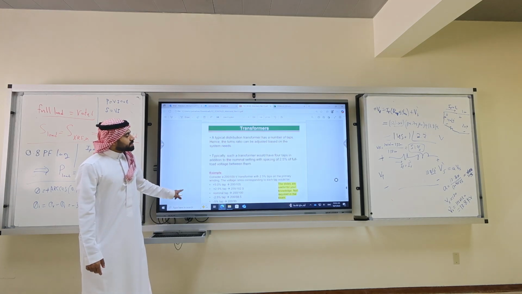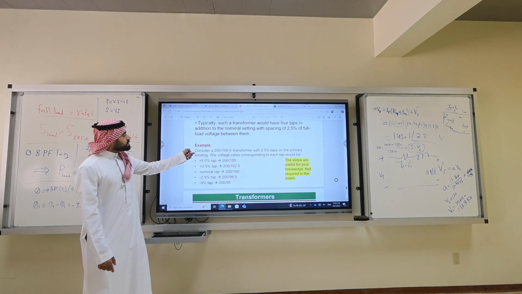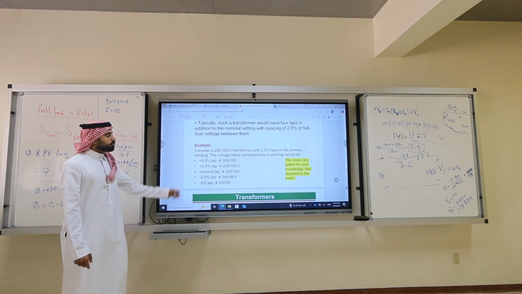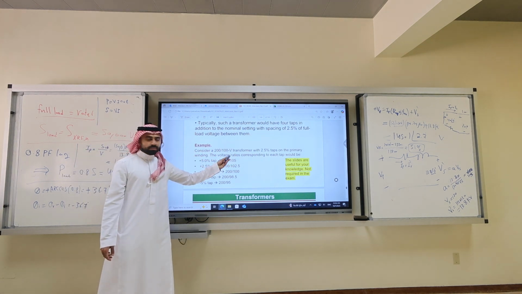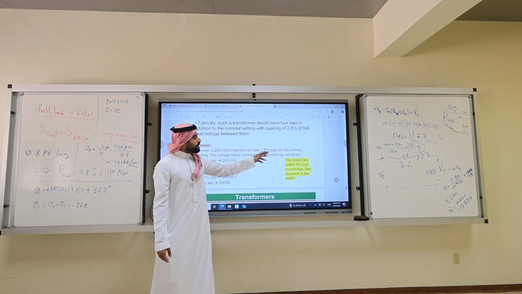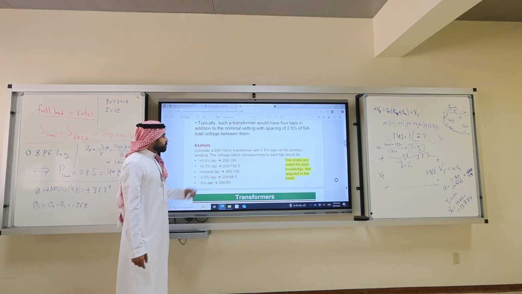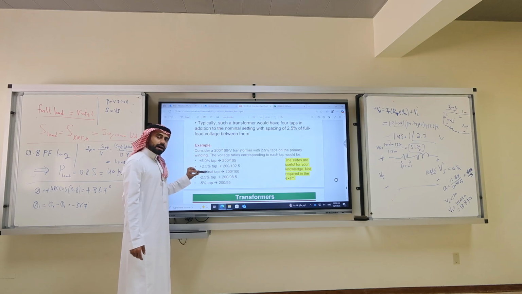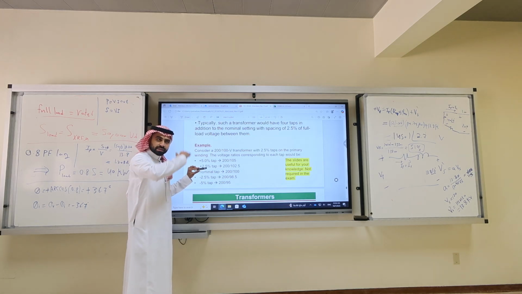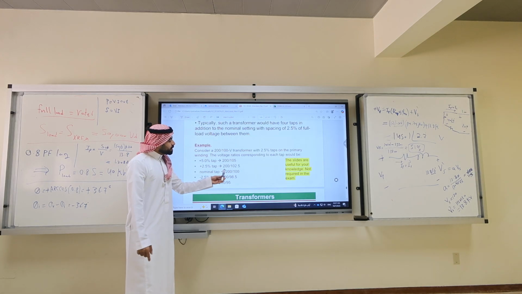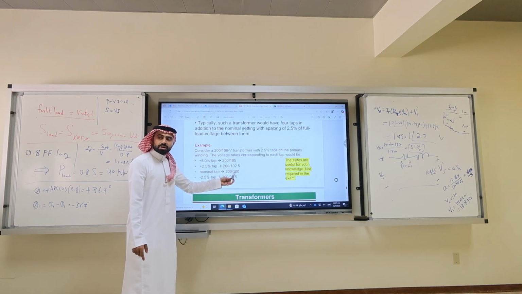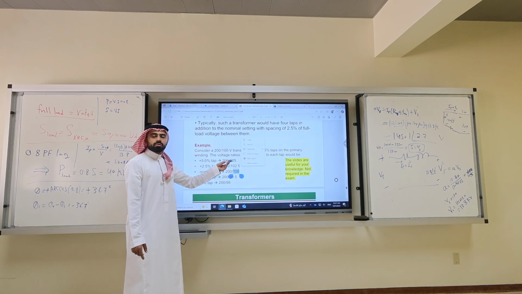There is another thing we call the taps. Look at this example. You might have a transformer of 200 to 100, step down, with 2.5% tap on the primary winding. What does it mean? It means that the nominal, meaning rated, ratio is 200 to 100. Add 2.5% on the secondary, and it will be a ratio of 100 to 102.5, or to 105, or to 95.